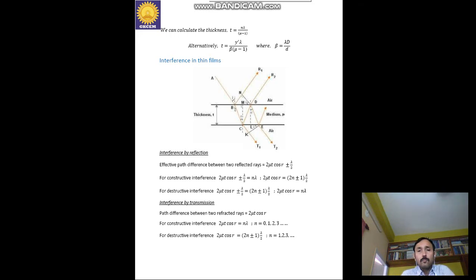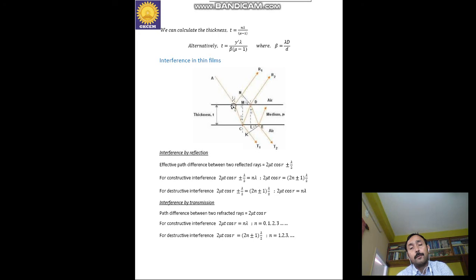Now, interference of thin films. We have mentioned this from the very beginning, during the soap films or water film on oil or oil film on water. We have discussed this thing. Suppose there are two planes separated by thickness T.